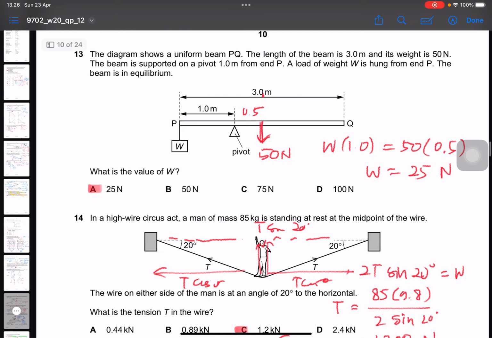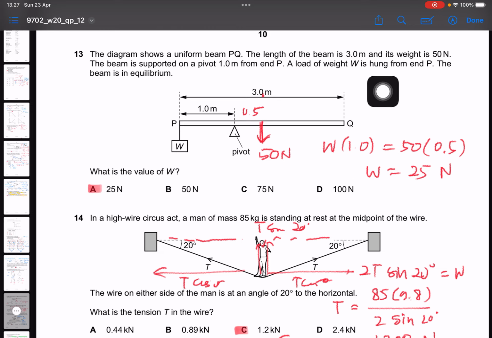Number 13. The diagram shows a uniform beam PQ. The length of the beam is 3.0 meters and its weight is 50 Newton. The beam is supported at a pivot 1.0 meter from P. There is a load of W hung from P. The beam is in equilibrium. What is the value of W?